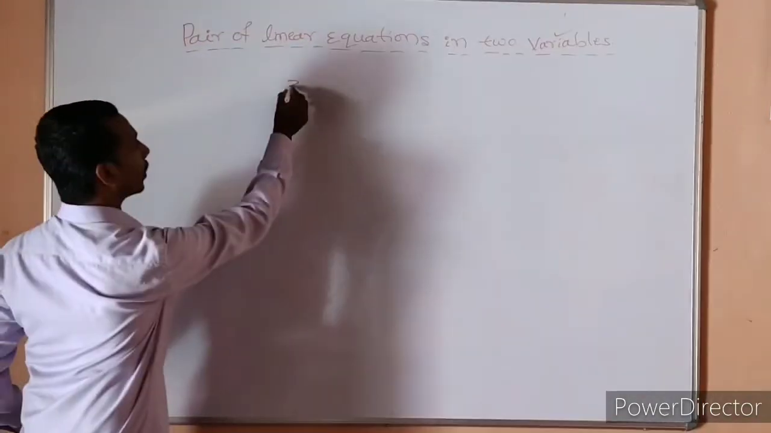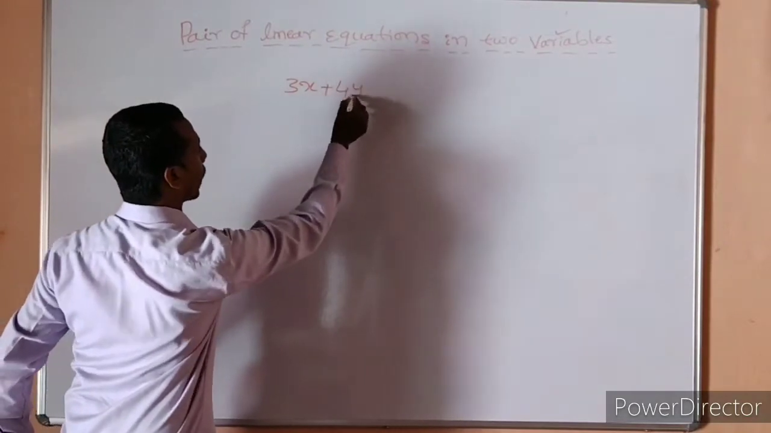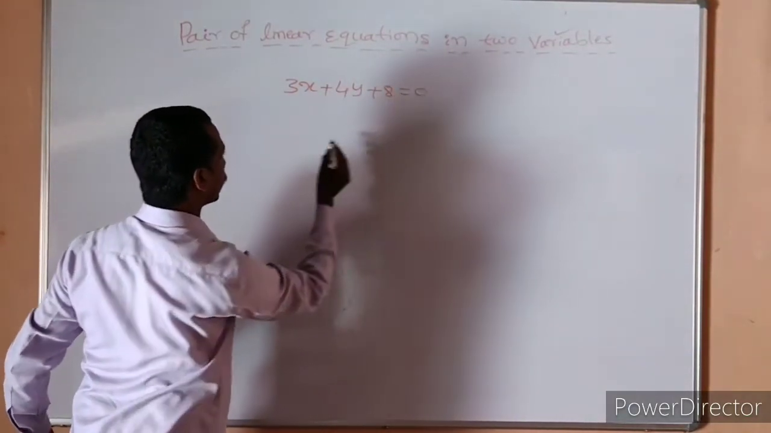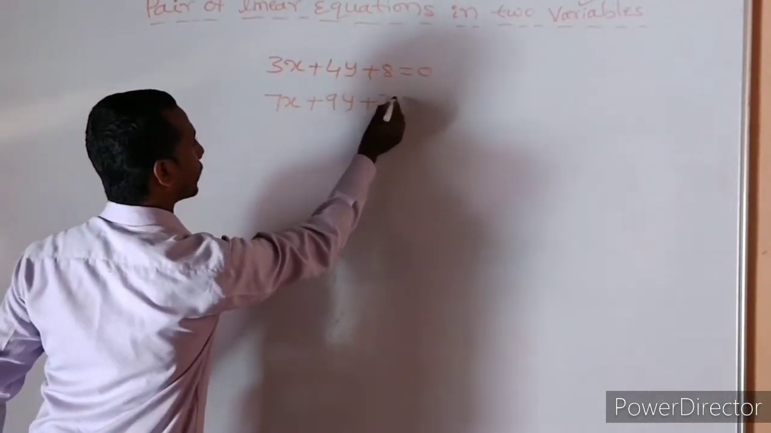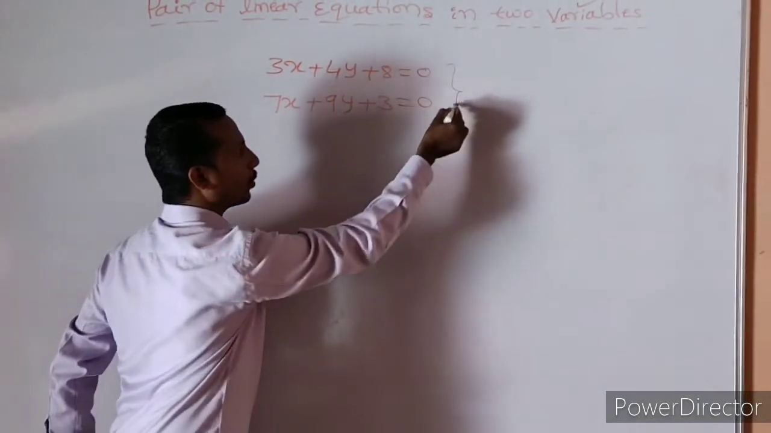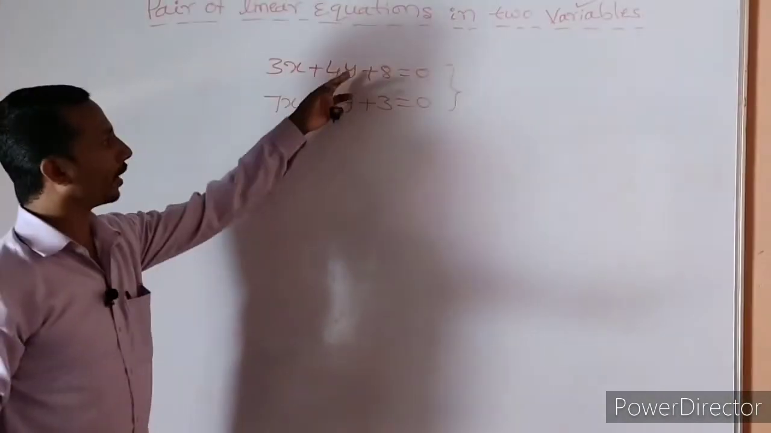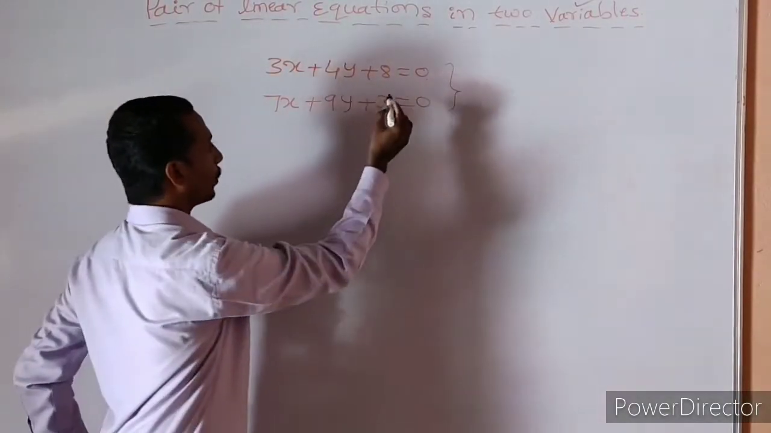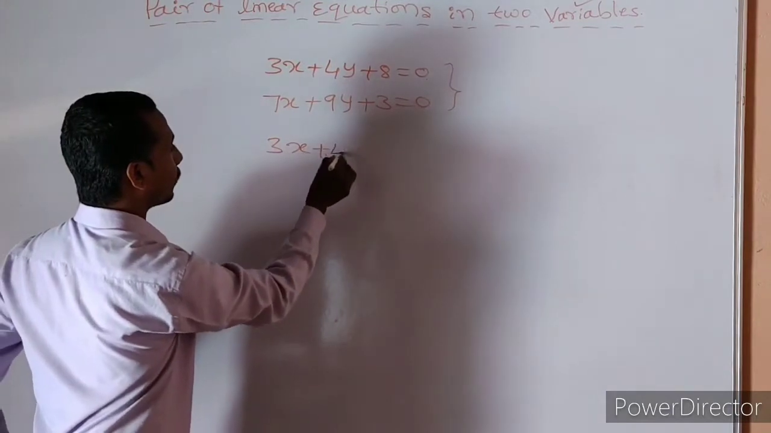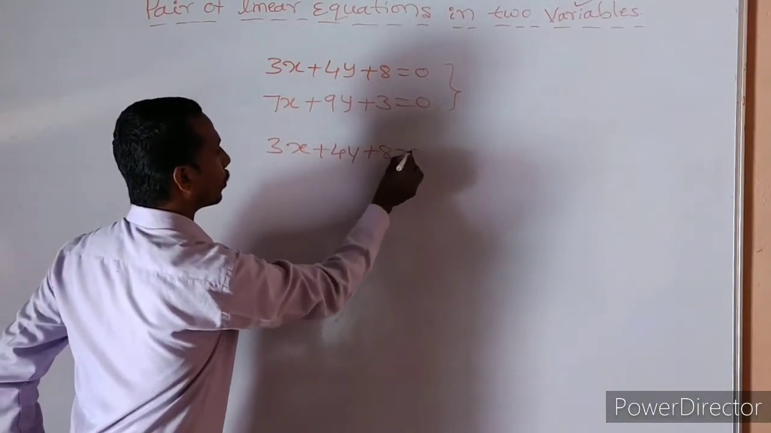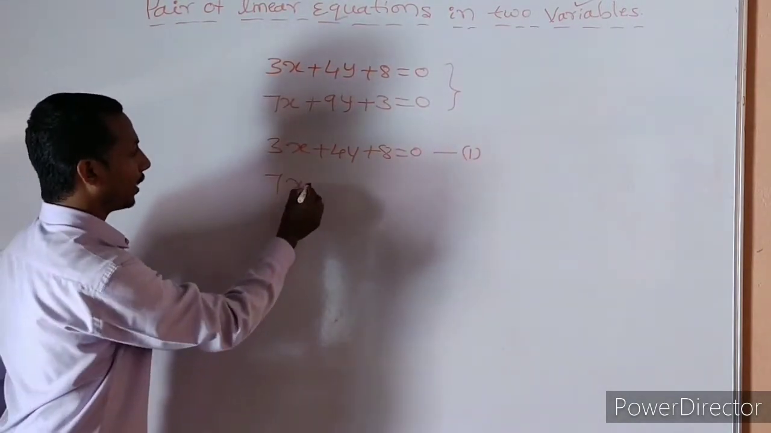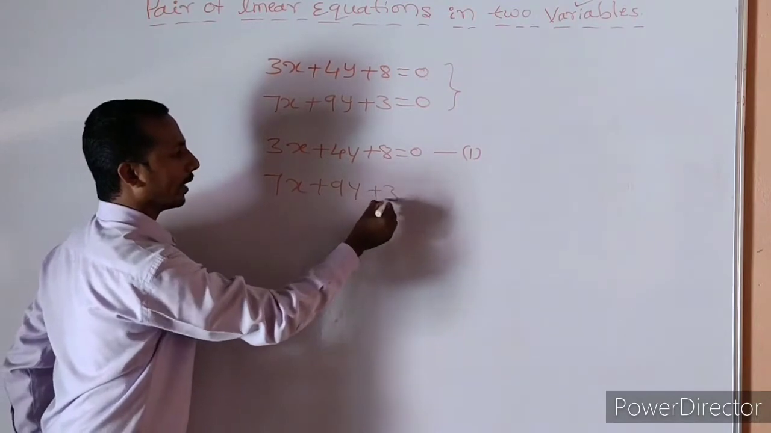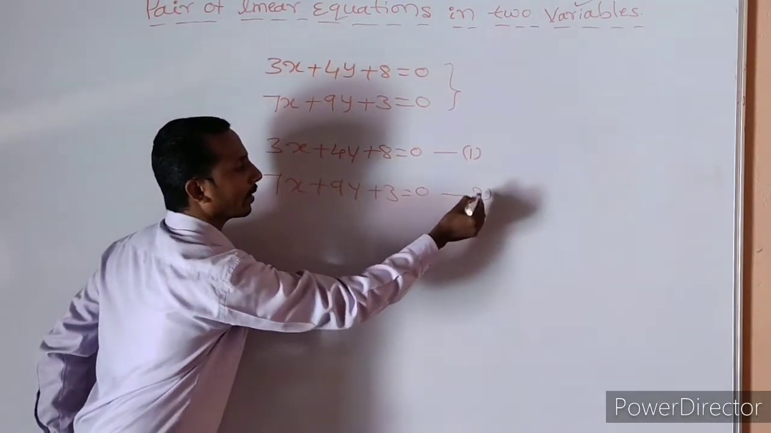For example, 3x + 4y + 8 = 0 and 7x + 9y + 3 = 0. Now these two equations are called a pair of linear equations. In this pair of linear equations, take 3x + 4y + 8 = 0 as equation number 1, and 7x + 9y + 3 = 0 as equation number 2.